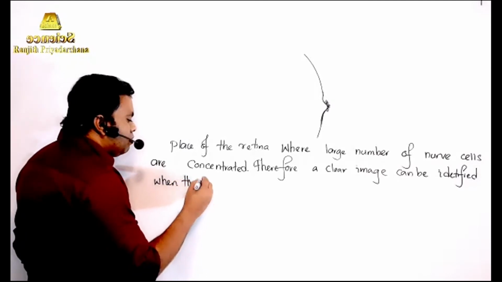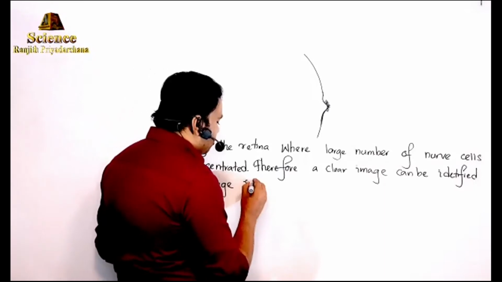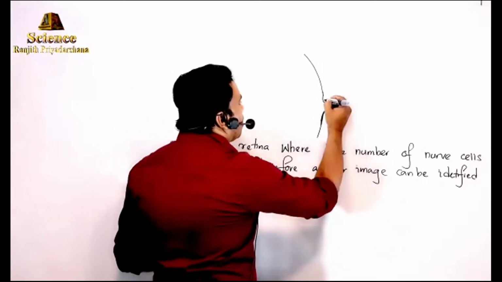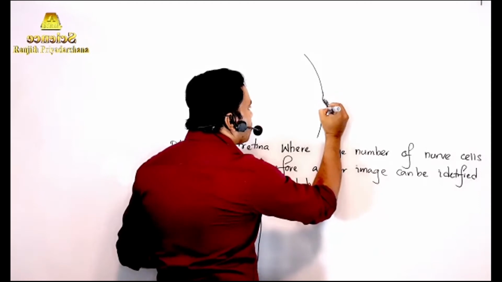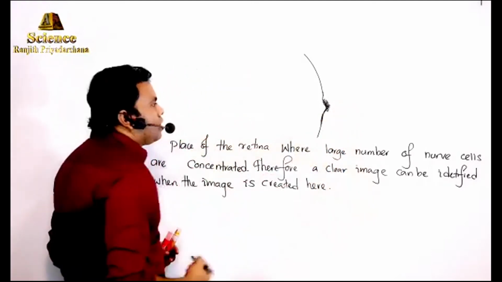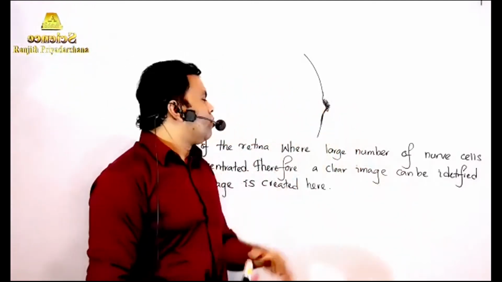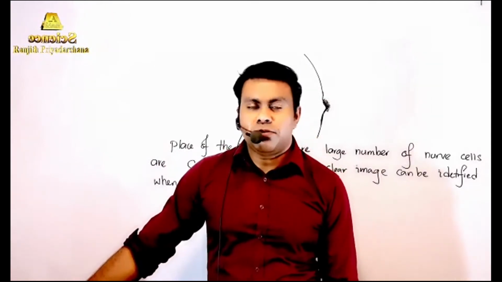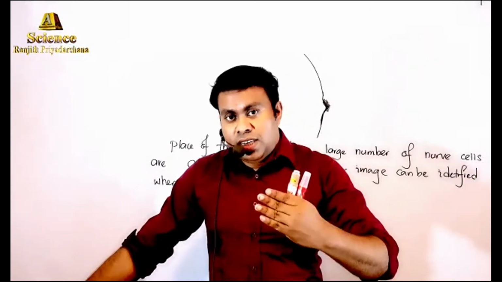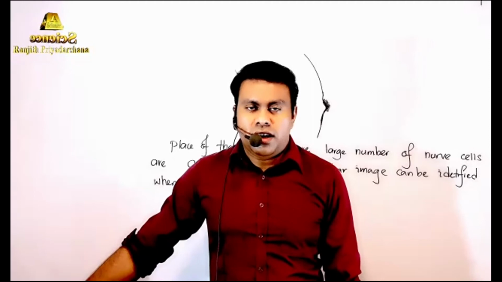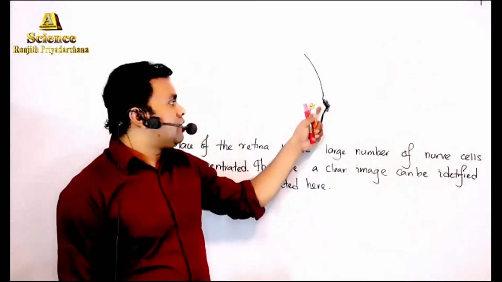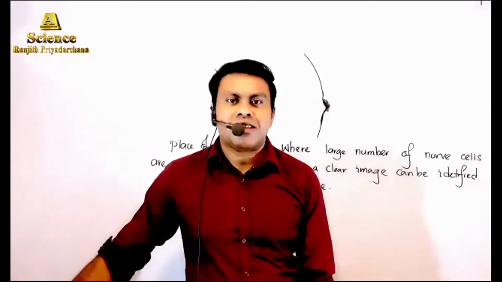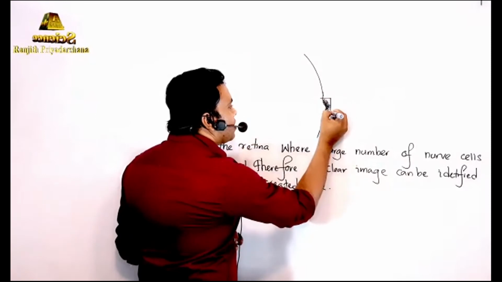When the image is created here, a clear image can be identified. Many people say a clear image is created on the fovea, but no, the image is the same. What is formed here can be clearly identified by the brain because of the high density of cone cells and rod cells.